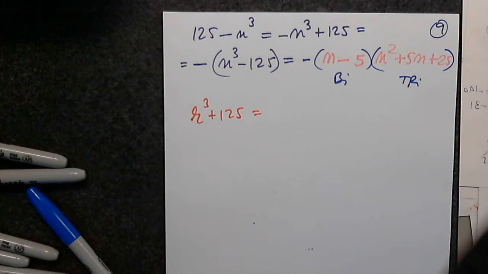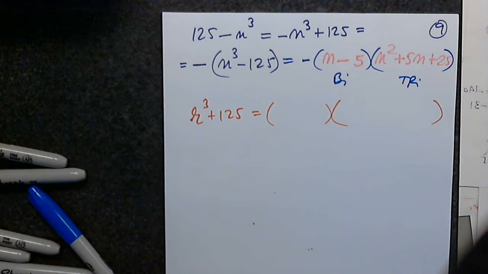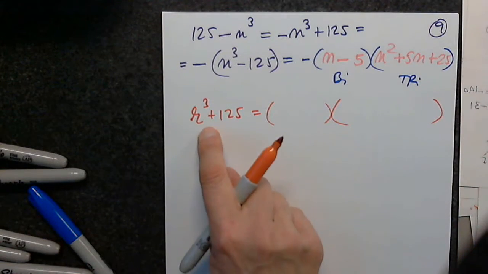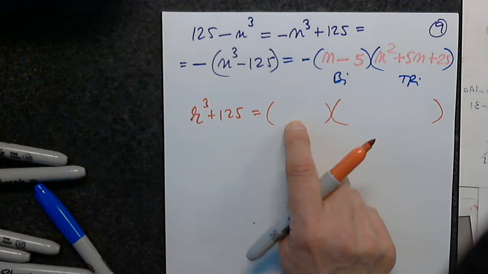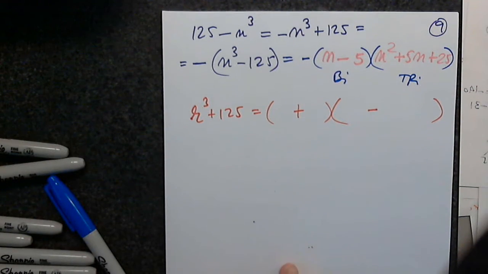So, what do you think it is? So it's a sum of cubes? Perfect. Once you say sum of cubes, then you will give me a binomial times a trinomial. Since this is positive, what do I have here? Positive. Perfect. And then the opposite sign has to be in the trinomial. So what do I have here?